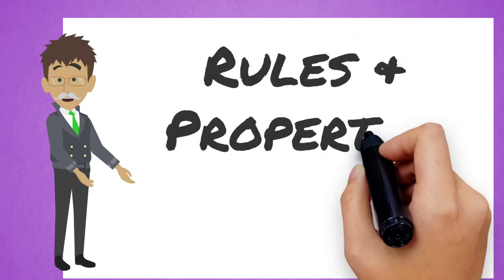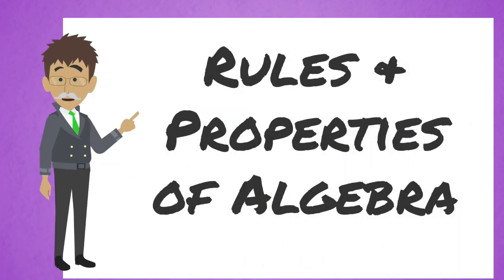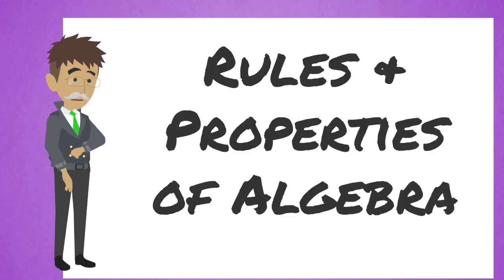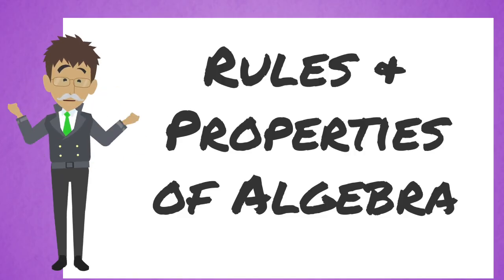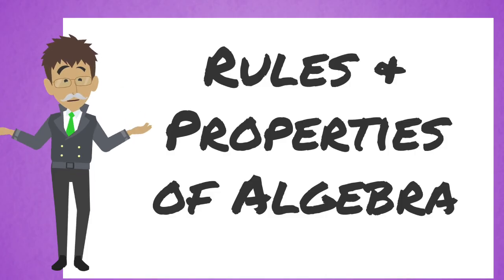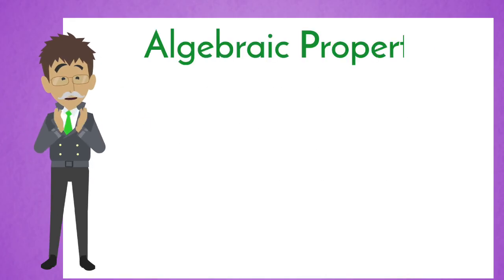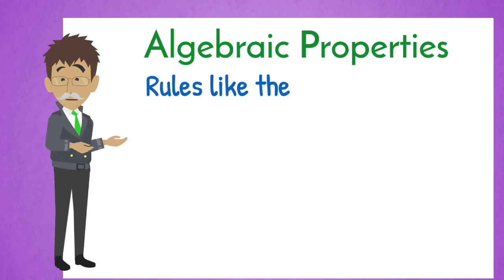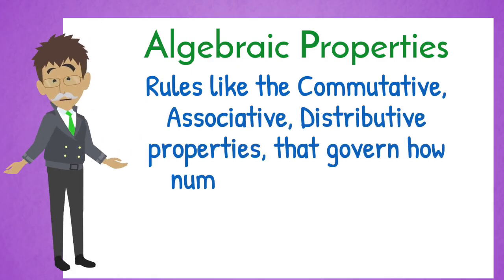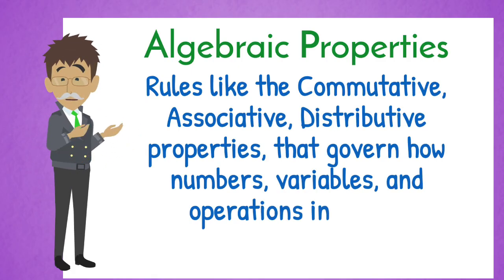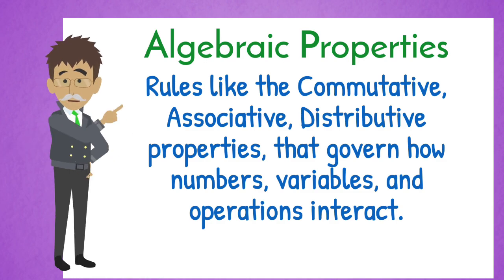Algebra has rules that help us simplify and solve problems correctly. These rules, called algebraic properties, allow us to manipulate numbers and variables while keeping expressions equivalent. Algebraic properties: rules like the commutative, associative, and distributive properties that govern how numbers, variables, and operations interact. They allow us to simplify, rewrite, and solve equations while maintaining their value.